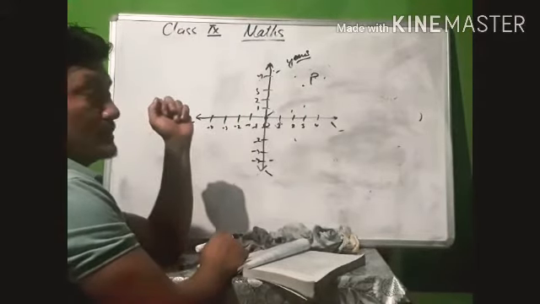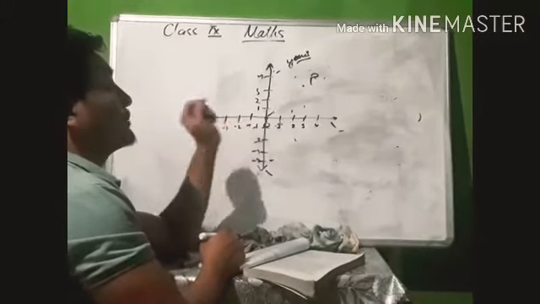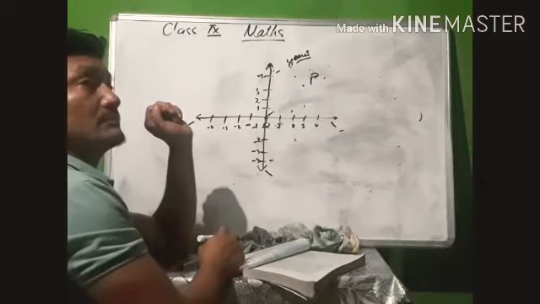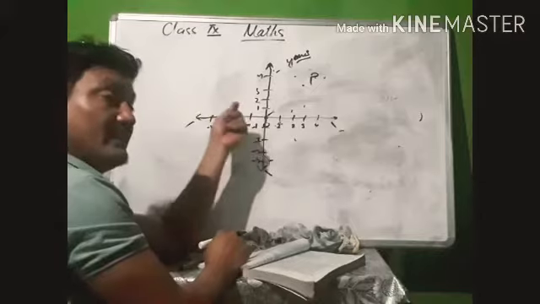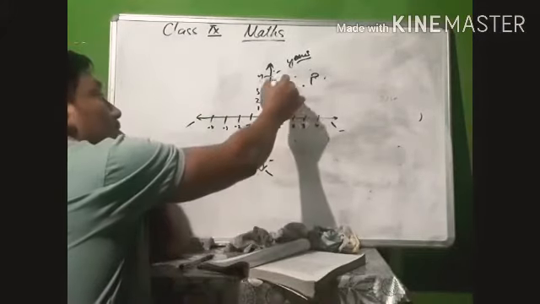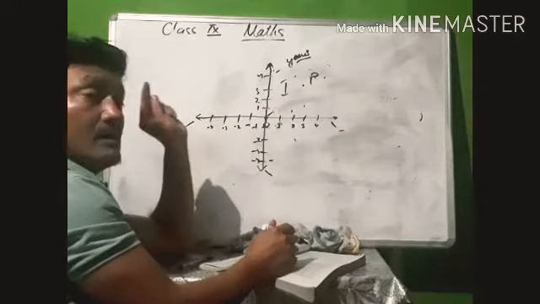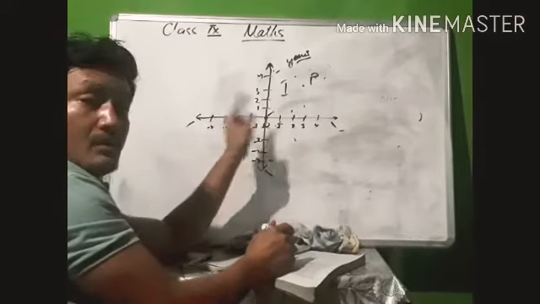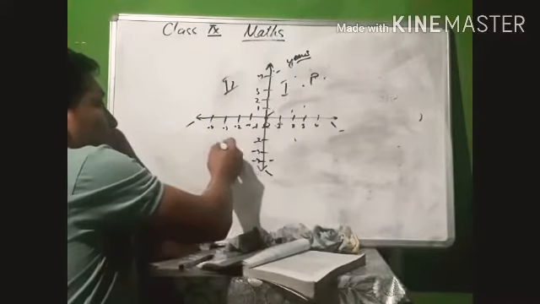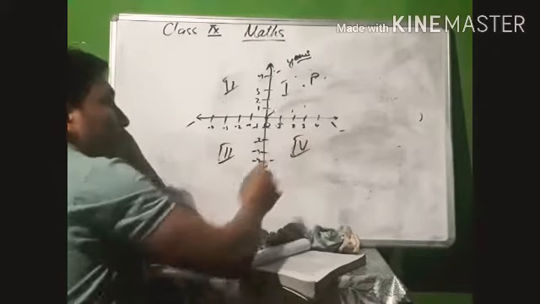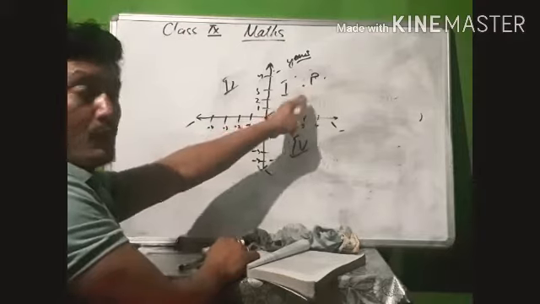If there is a question, what is the position of the point P? When you talk about the position of the point, you can't just say the point P is lying on quadrant 1. That will also be correct. Yes, the point P is lying on quadrant number 1. It is not lying in quadrant 2 or quadrant 3 or quadrant 4.